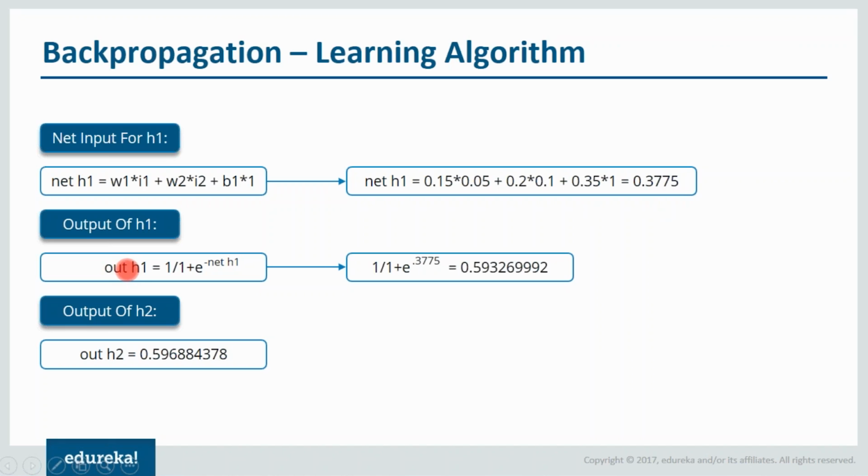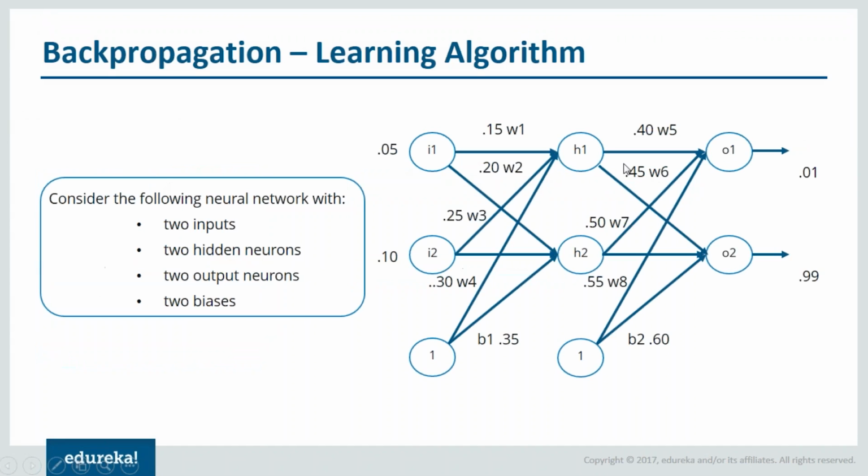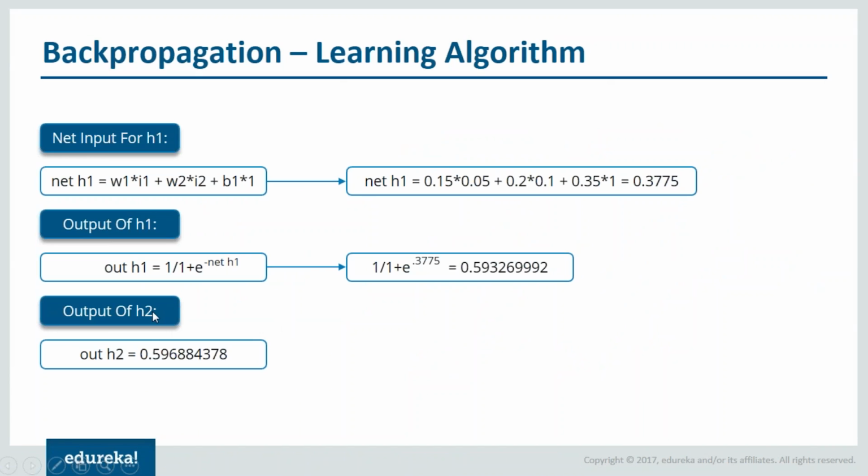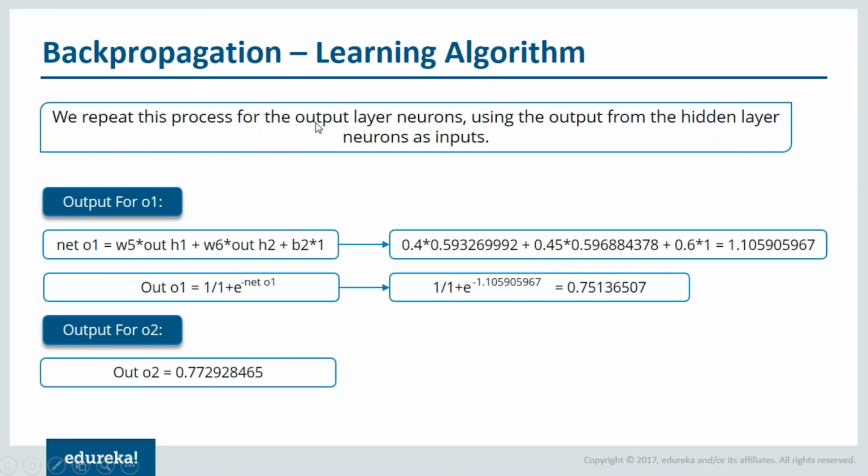Similarly, the output for H1 will be the output after the activation function. And we are using the sigmoid function here because our brain also uses a sigmoid function. That's what we believe. At the same time, it is easily differentiable, and if you differentiate it twice, you get the same number. So the output of H1 will be 0.59 something. Then we're going to calculate the output of H2 similarly, and we get the output as 0.5968884378.